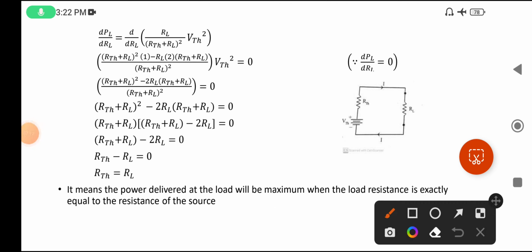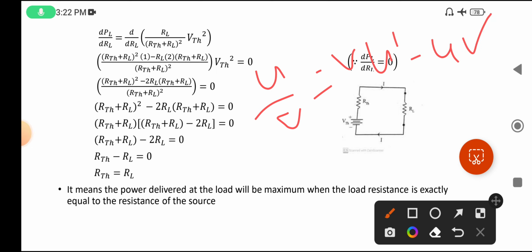Now, differentiation: V Thevenin is constant. I told you V Thevenin is constant and R Thevenin is also constant, but along with RL it is there. So it is RL, but we have to differentiate with respect to RL. That means the U by V method is there. So what is the U by V method? The U by V method is V U dash minus U V dash, by V square. Okay, so that is the formula.